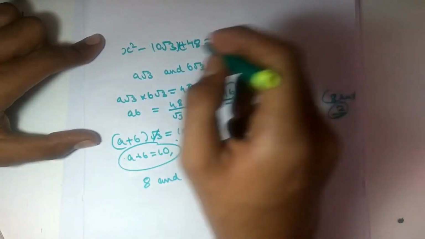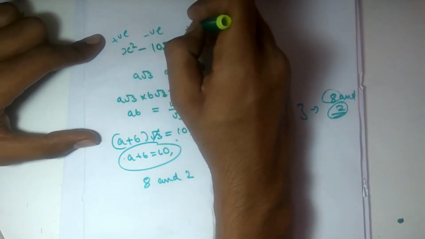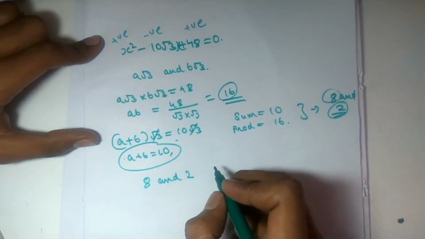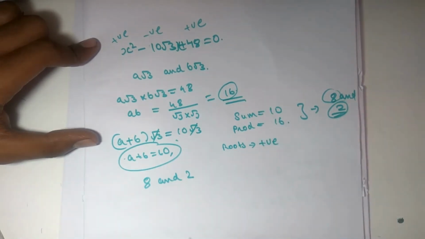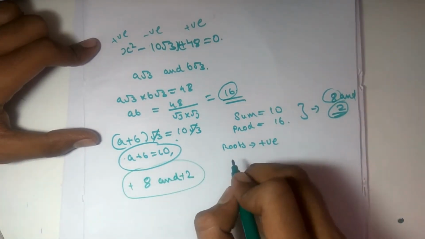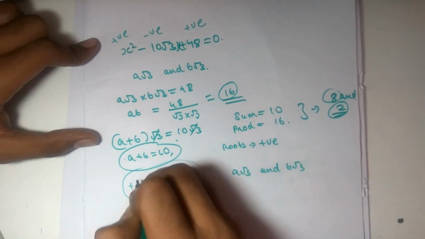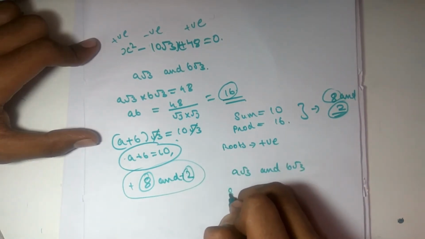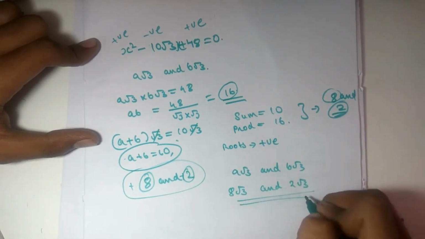Now observe the values of a, b and c. a is positive, b is negative, c is positive. So we can say that the roots would be positive. The roots are positive. So plus plus. So the answer is a root 3 and b root 3. Here a is 8, b is 2. So 8 root 3 and 2 root 3 will be the answer.